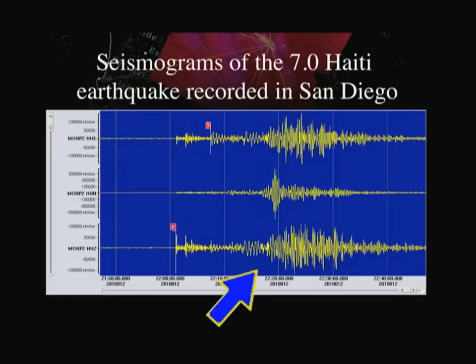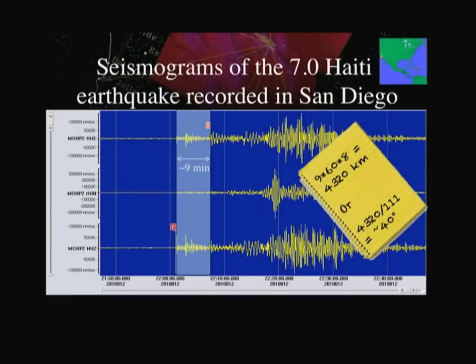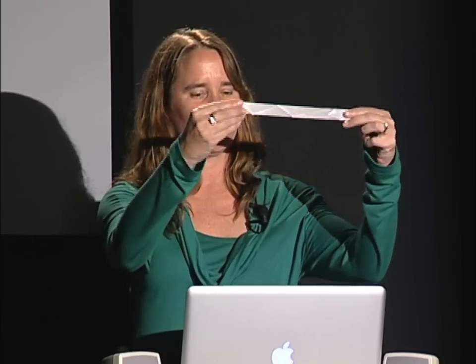These are the surface waves. In fact, this is a really good example of the Love and Rayleigh wave. The Love wave is here and the Rayleigh waves are here. But what we want to do is determine the difference in time between the P wave arrival and the S wave arrival. So it's about 9 minutes. Remember, we need this in seconds, though. So we multiply by 60 seconds times 8, about 4,320 kilometers. Or we can convert that to degrees if we want by dividing by 111, 40 degrees. Well, 40 degrees on my globe is about the length of this ribbon, and this was recorded in San Diego. So let's see where we think this earthquake might have come from.